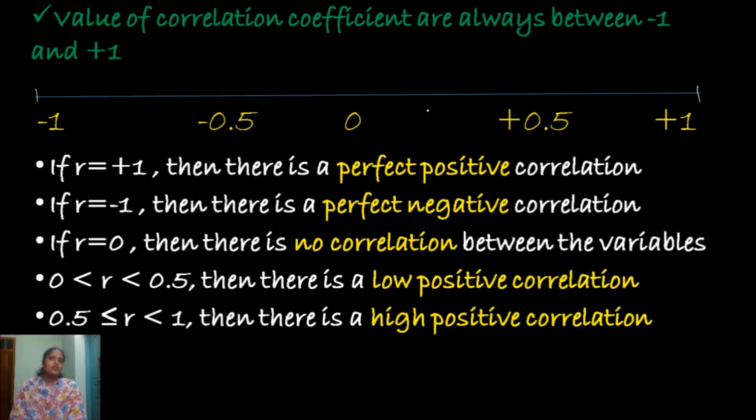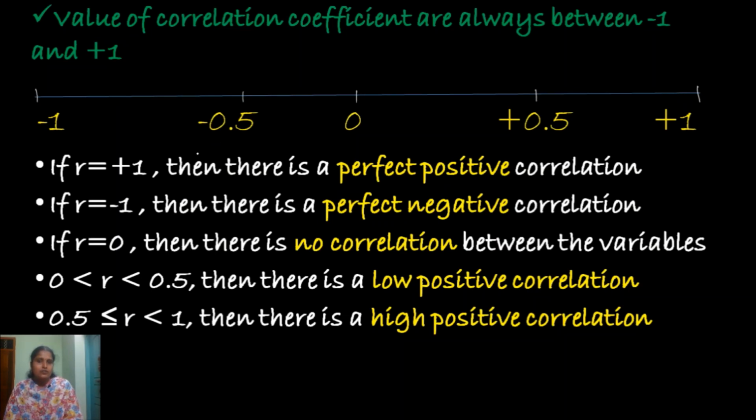Based on the value of r, we can identify what is the relationship between the two variables. That is, how strong the relationship between them is. Based on the value of r only, we can identify: does there exist a strong relationship or a weak relationship? Based on the value of r, we can identify and say whether the two variables are closely related or not.